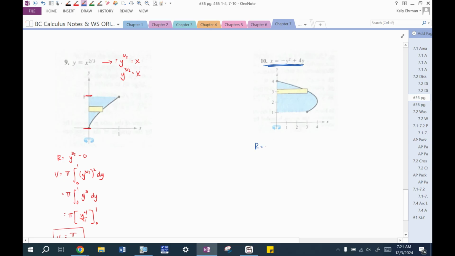So r is equal to negative y squared plus 4y minus 0. And the volume is pi times the integral from 1 to 4 of, I'm going to write this as 4y minus y squared, the quantity squared, dy. We've got some squaring to do.